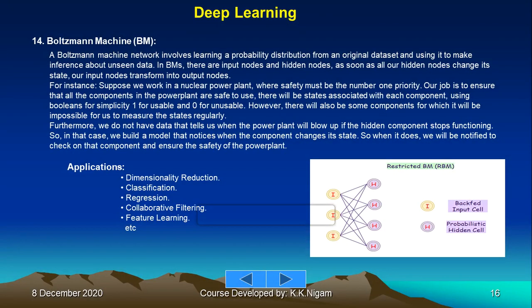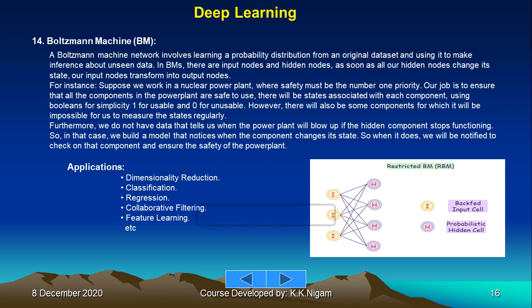Boltzmann machine (BM). A Boltzmann machine network involves learning a probability distribution from an original dataset and using it to make inferences about unseen data. In BMs, there are input nodes and hidden nodes. As soon as all our hidden nodes change their state, our input nodes transform into output nodes.